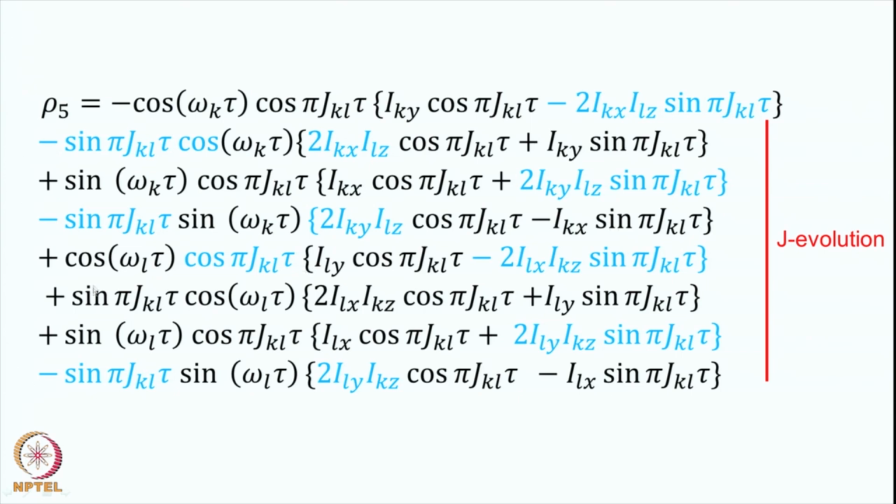So, similarly the fifth term is cosine omega L tau cosine pi j k L tau, ILY cosine pi j k L tau minus 2 ILX IKZ sin pi j k L tau.